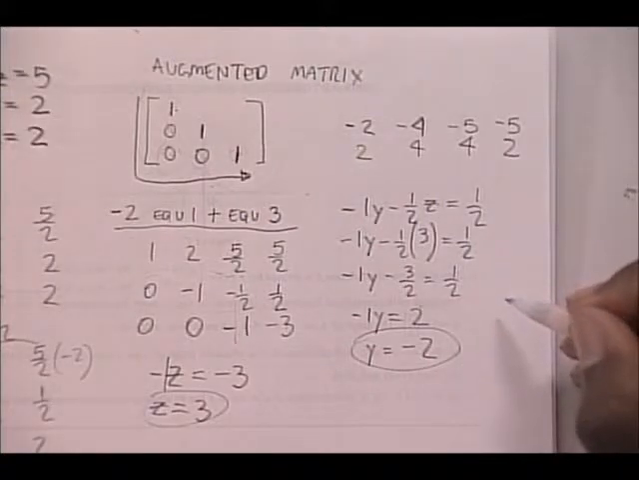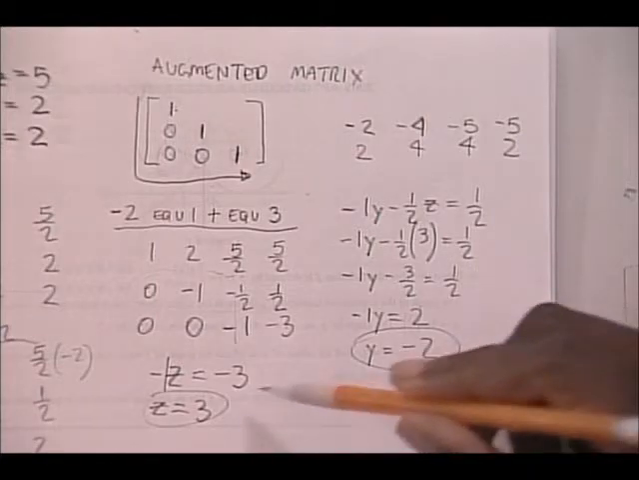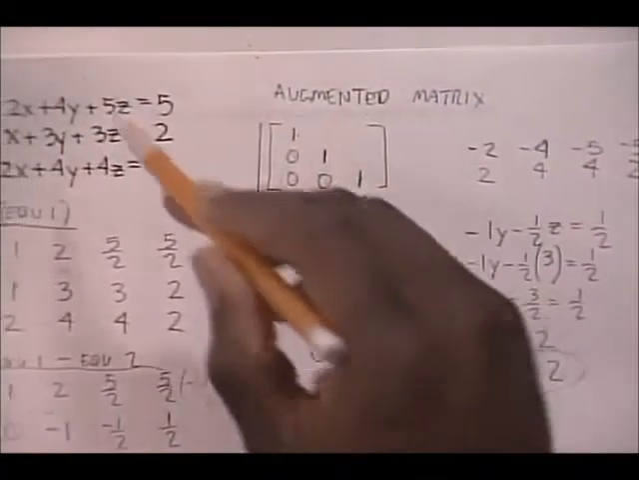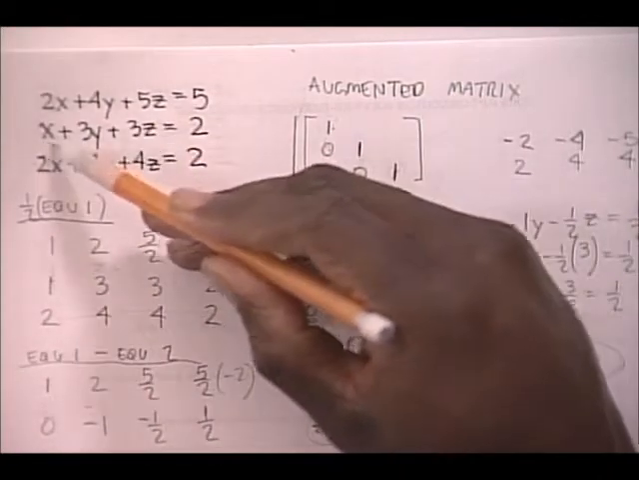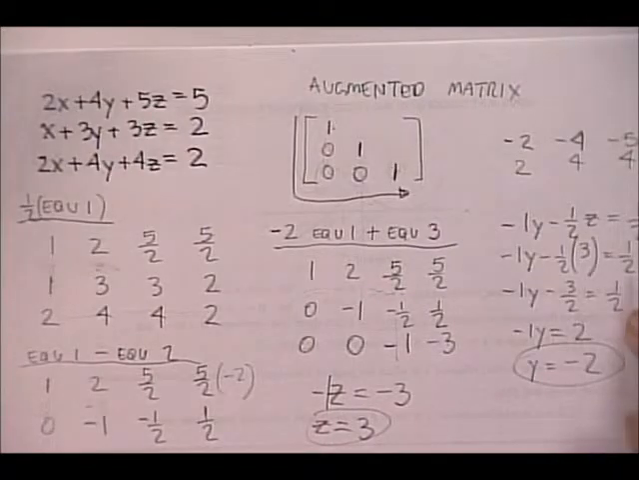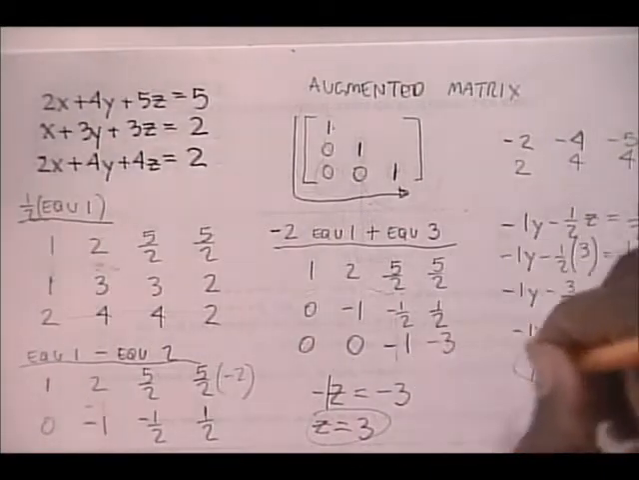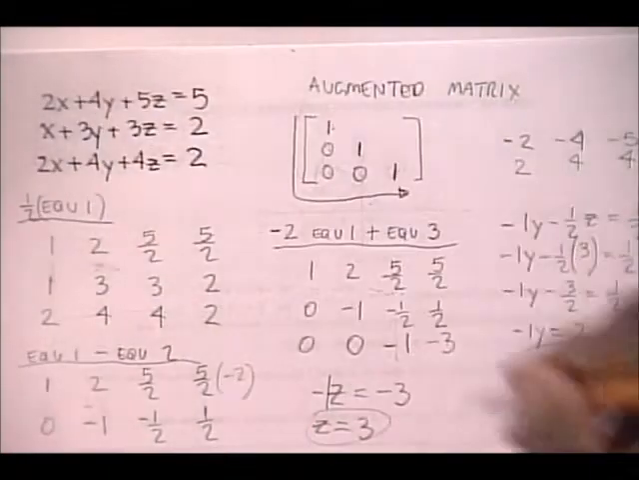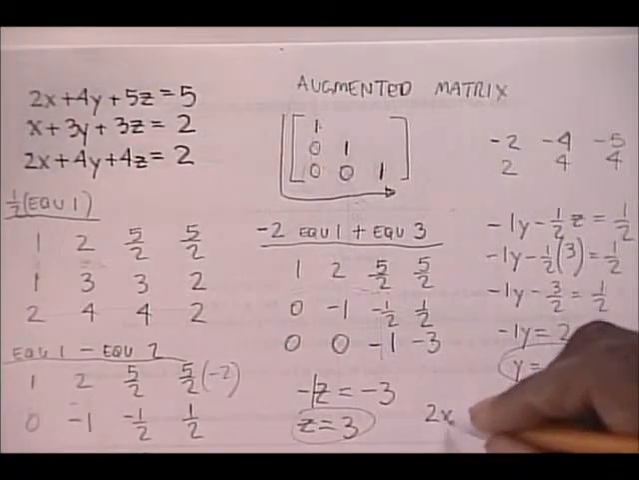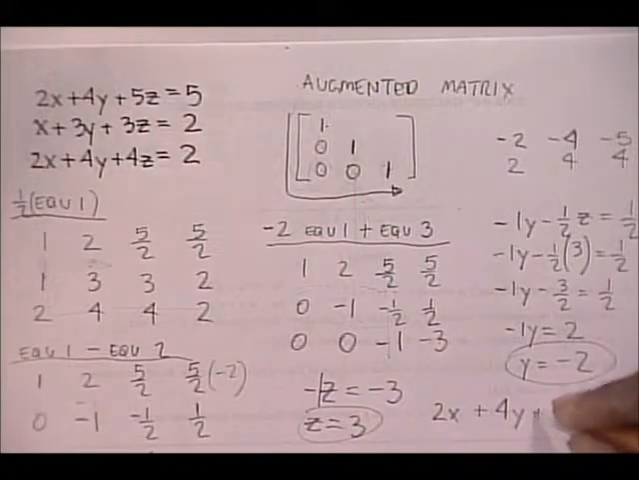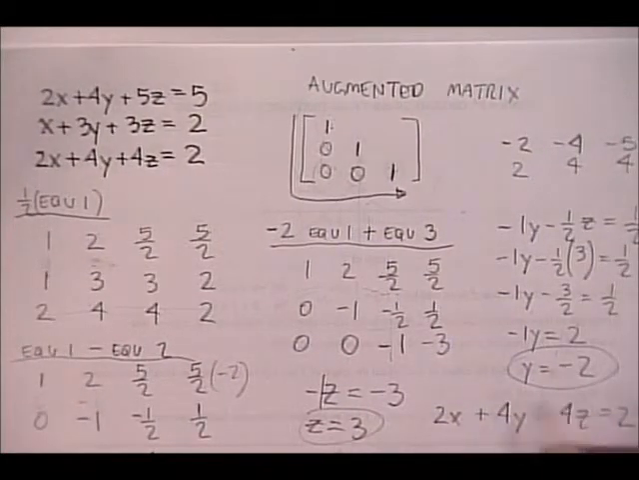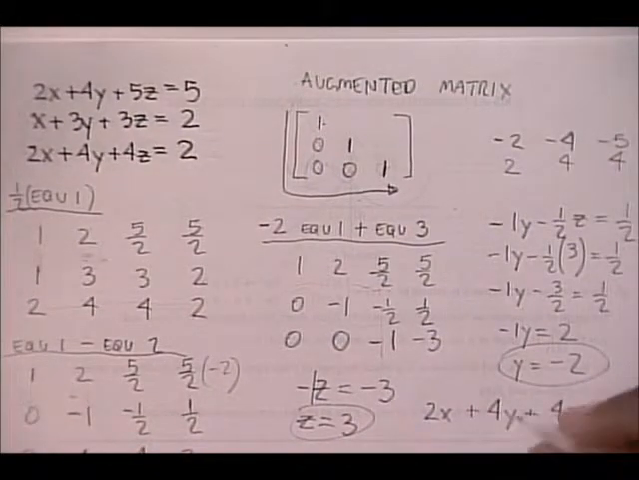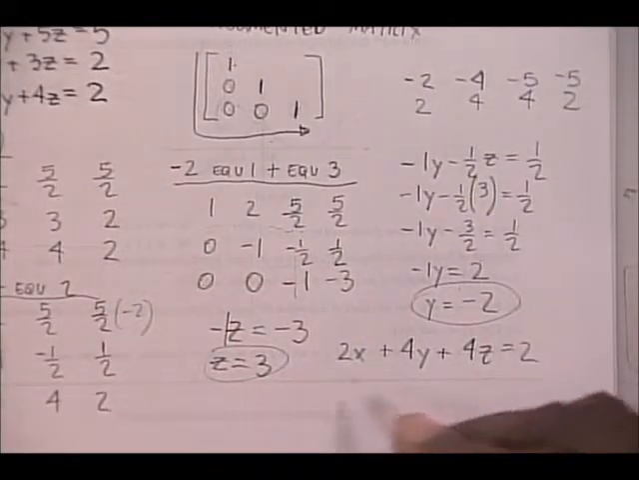And now you can put Z and Y, 3 and negative 2, into either original equation. In a previous problem, we substituted the variables into the second equation just to make a point and to show you it really did not matter what equation we substituted Y and Z into. What I'd like to do is substitute Y and Z into another equation. Let's try the third equation: 2x plus 4y plus 4z is 2. Let's substitute these solutions into this equation, which represents one of the original equations.